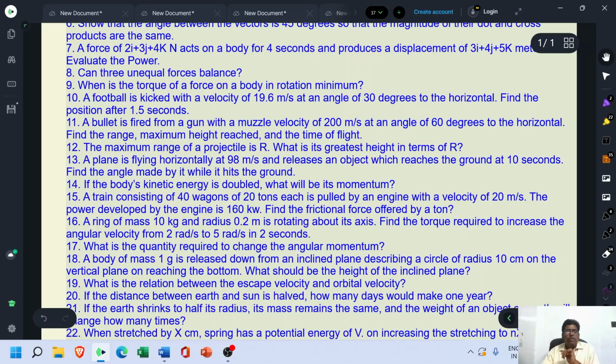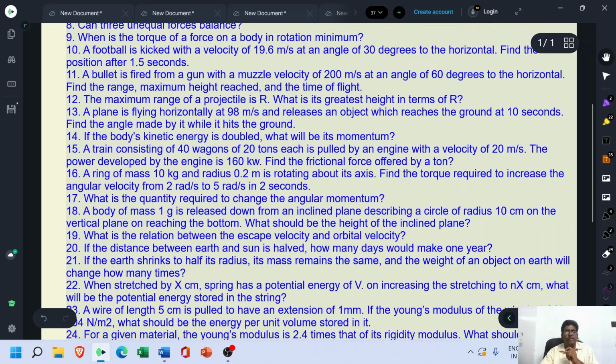10th question. A football is kicked with a velocity of 19.6 meters per second at an angle of 30 degrees to the horizontal. Find the position after 1.5 seconds.